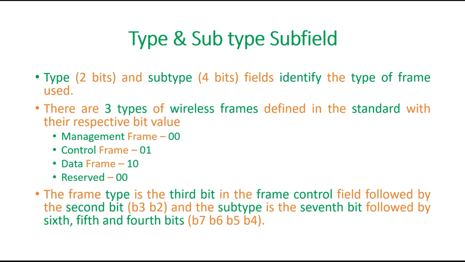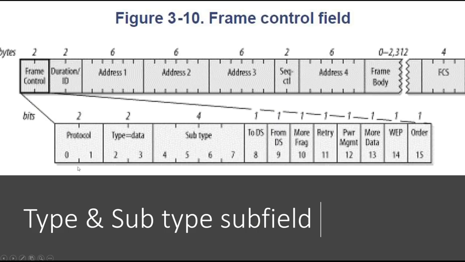The frame type is at the third bit in the frame control. I am going to show you in the next slide where the type begins. So type is the third bit and the second bit, that is B3 and B2. Whereas the subtype is the seventh bit followed by the sixth, fifth and fourth bit. Here you can see this is the third bit and this is the second bit. This is for the type field, and the seventh bit followed by sixth, fifth and fourth, this is the subtype field.